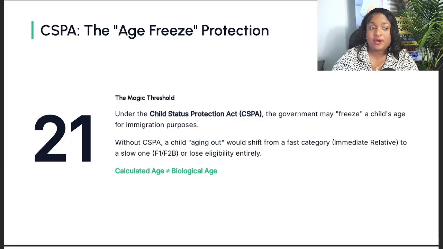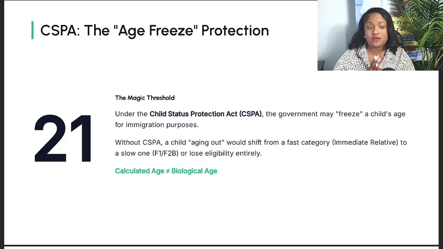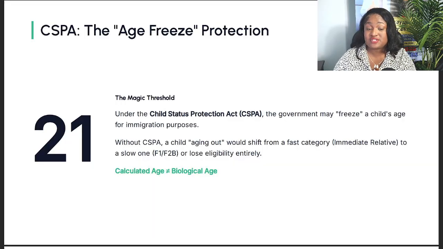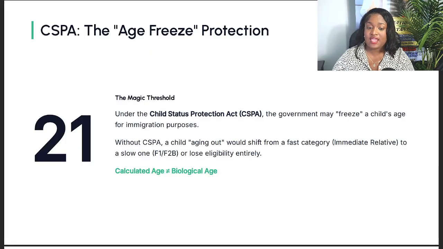So we're going to talk about exceptions. You already know every rule has its own exception, and CSPA is one of those. CSPA is the age freezing protection. What is it? It's under the Child Status Protection Act. The government may freeze a child's age for immigration purposes. Without CSPA, a child aging out will shift from a fast category, immediate relative, to a slow category or lose eligibility. So how do we calculate that?